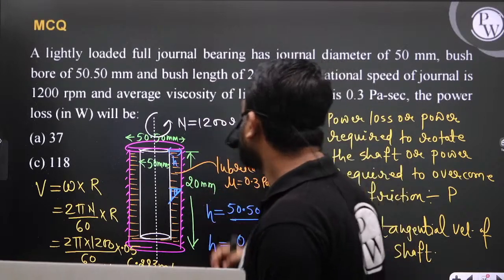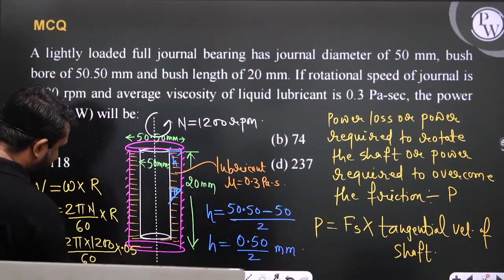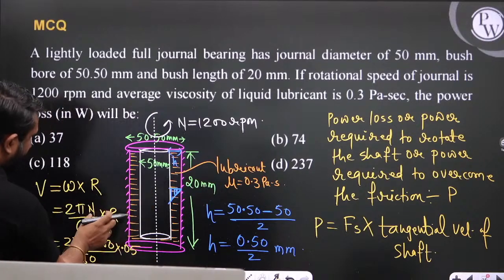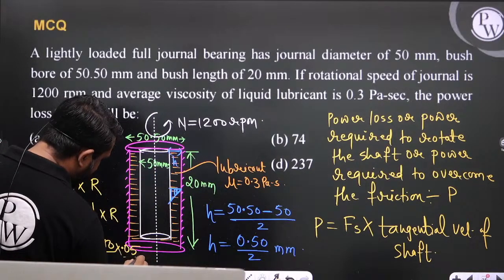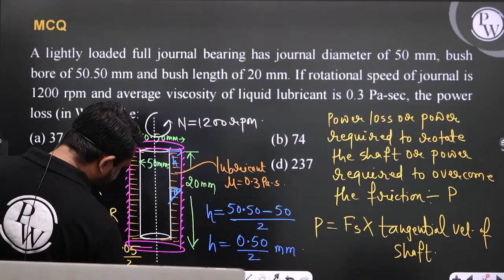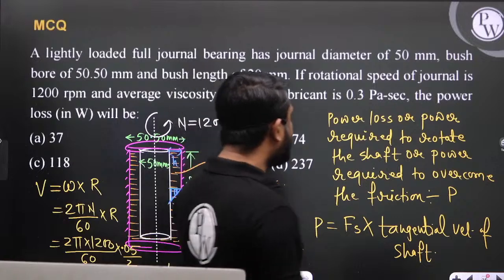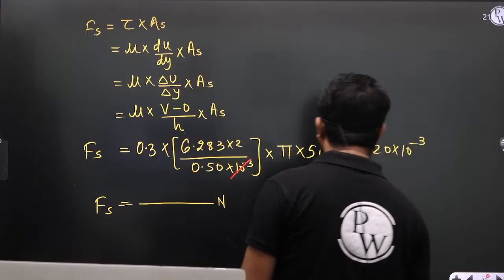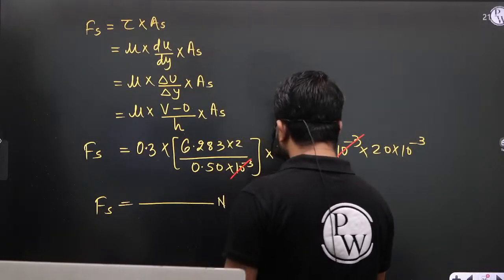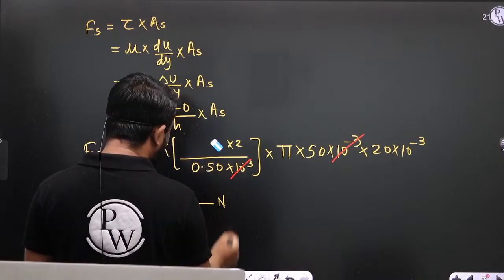Oh, sorry. I'm sorry, beta. Yes, correct. You are correct. It is the radius, 0.05 by 2. I'm sorry. So v is equal to 3.14 meter per second, right? 3.14 meter per second.